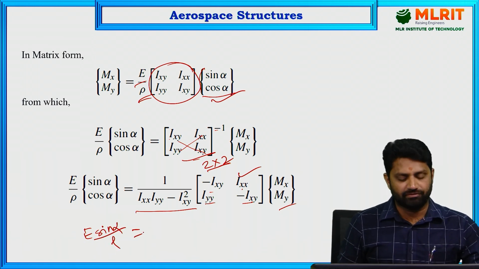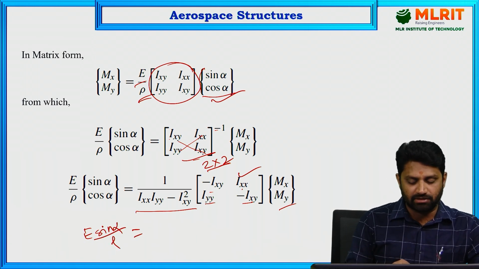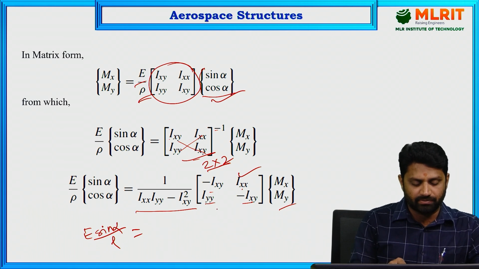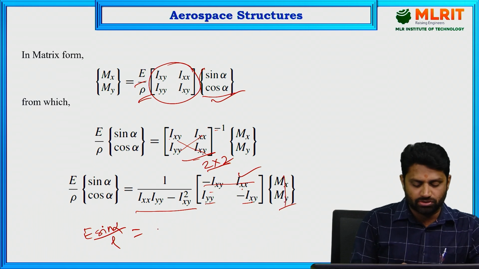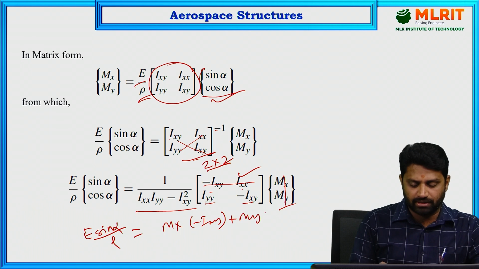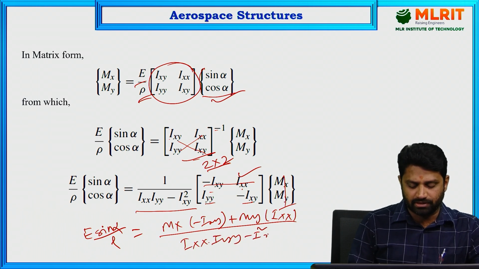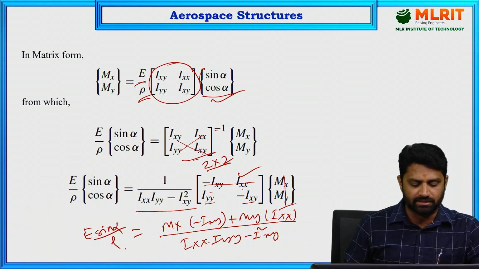E sin alpha by rho. Let's look into this one, E sin alpha by rho. So what is that E sin alpha by rho? You can see it here by multiplying the first row with this column. So you are going to get (mx into minus Ixy plus my into Ixx) divided by (Ixx Iyy minus I square xy). That is E sin alpha by rho.